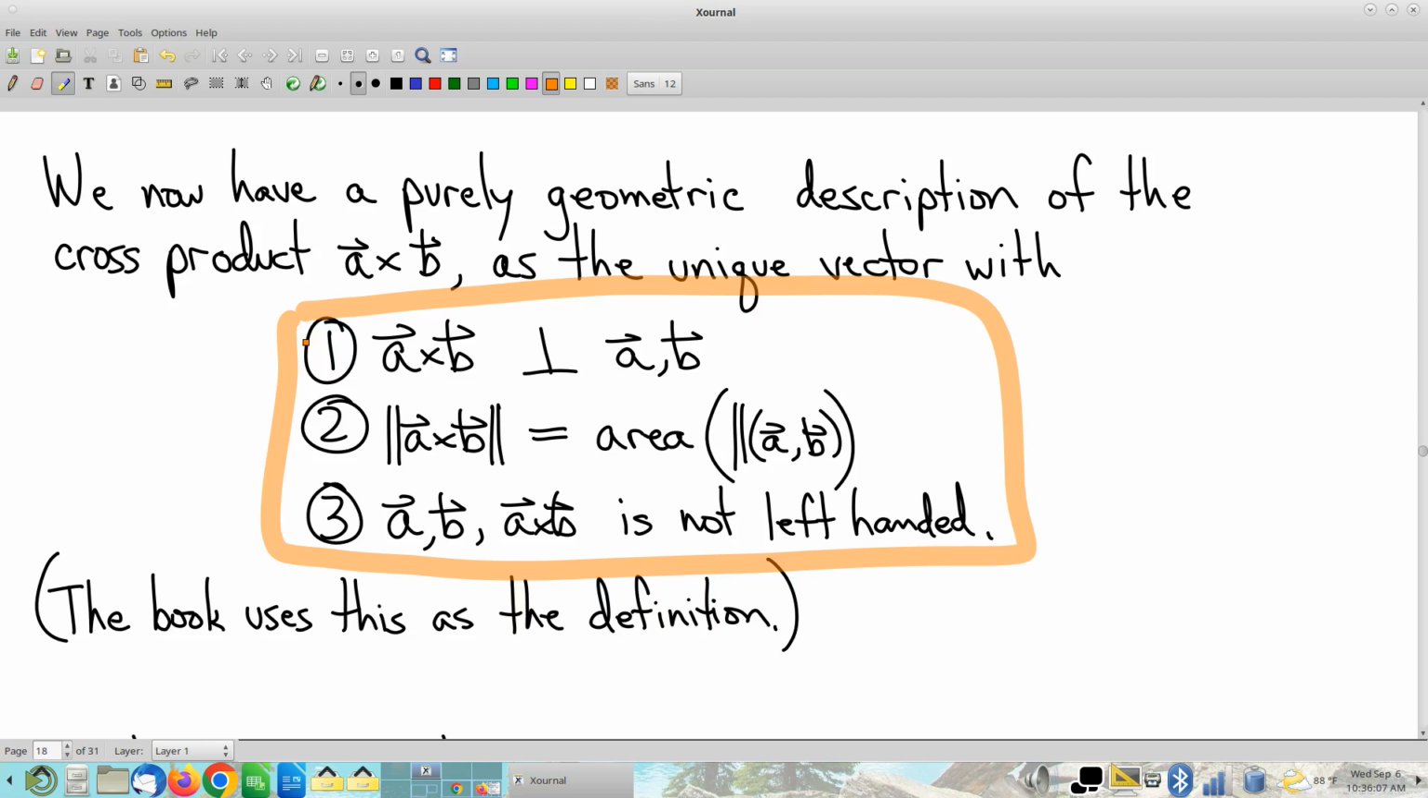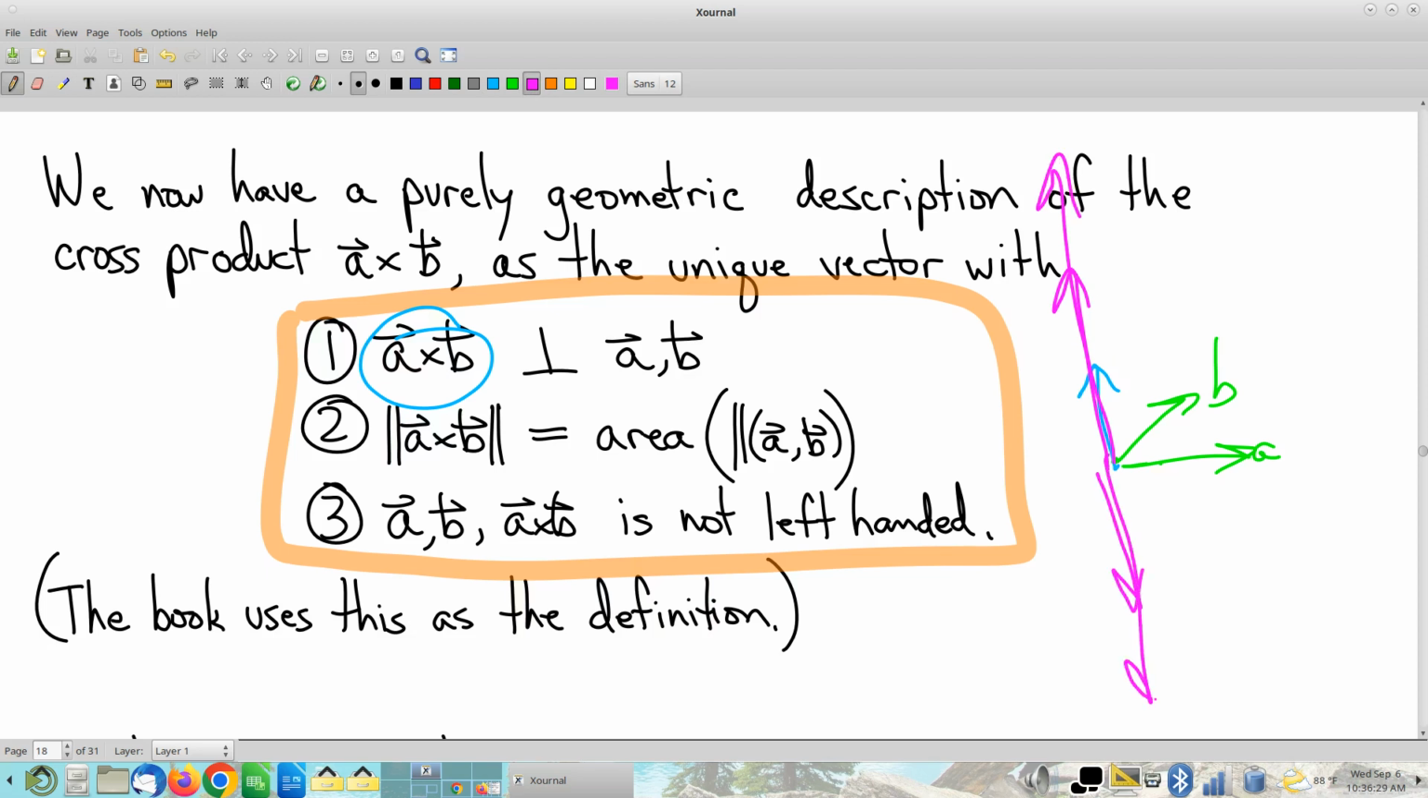Okay. Can you give an example where it satisfies the first condition, but it's not the cross product? Oh, sure. There's a whole bunch of vectors. If this is A and this is B, then maybe the cross product of A and B might be that vector. But there's a bazillion other vectors that are also perpendicular to A and B that are not the cross product. Yeah, sure. Okay. All right.